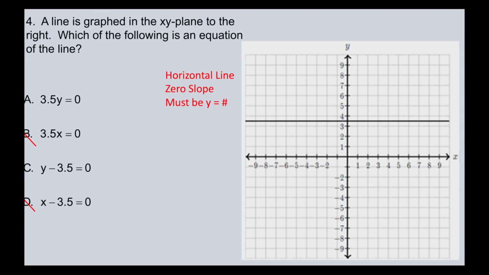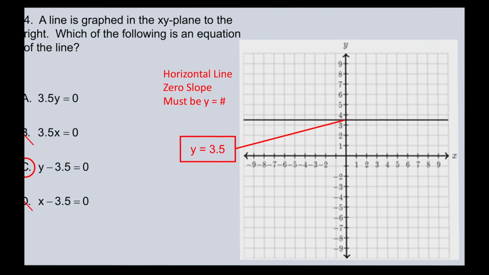Now from there, if I look at A, if I'm solving that for y, to get rid of 3.5, I would have to divide both sides by 3.5, and that's going to give me y is equal to 0. Now that would be a horizontal line, but it would be at 0, so it would be right on top of the x-axis. For C, however, I would add 3.5 to both sides, giving me y is equal to 3.5. This does look like it's up at 3.5 and it's a horizontal line, so C is going to be the correct answer in number 4.